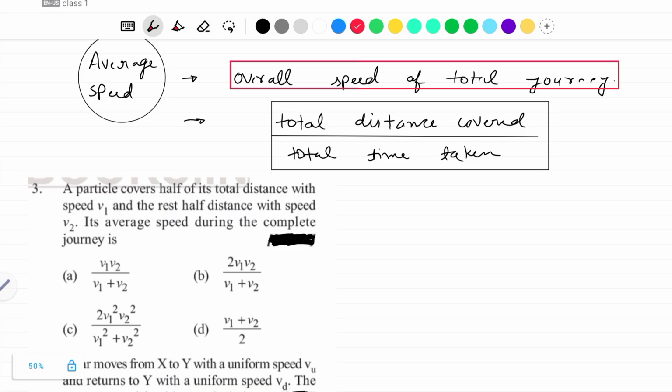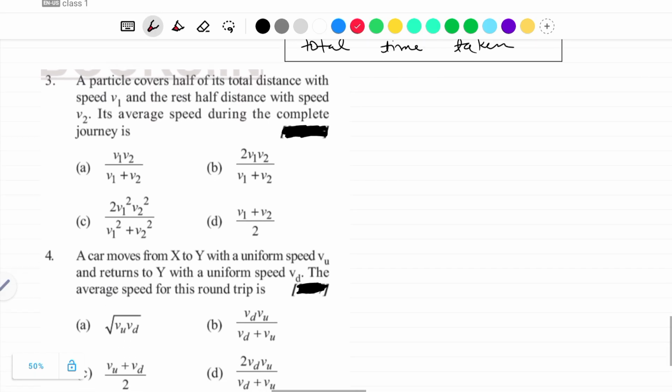How to find it? Total distance covered over total time taken. How to find average speed, students? The formula is total distance covered over total time taken. I hope it is clear. Now we will solve two good problems.